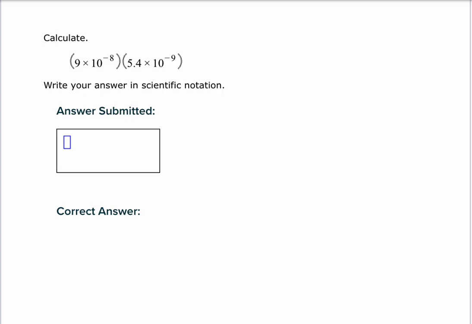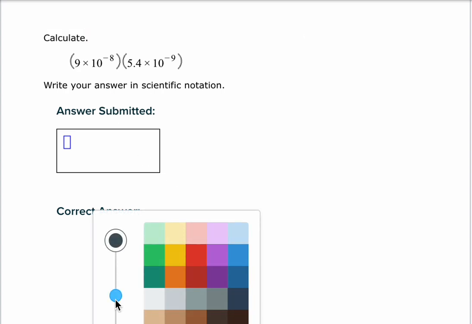Chapter 4, Lesson 5, Computing Scientific Notation. Let's take a look, guys. It says here, calculate, and it gives us, put this marker to use, 9 times 10 to the negative 8 times 5.4 times 10 to the negative 9.